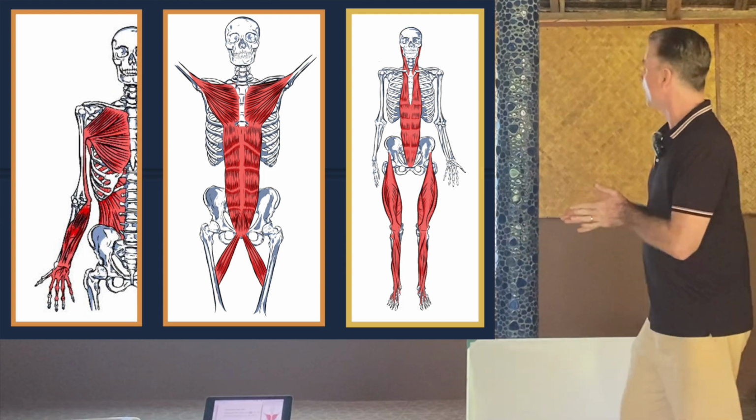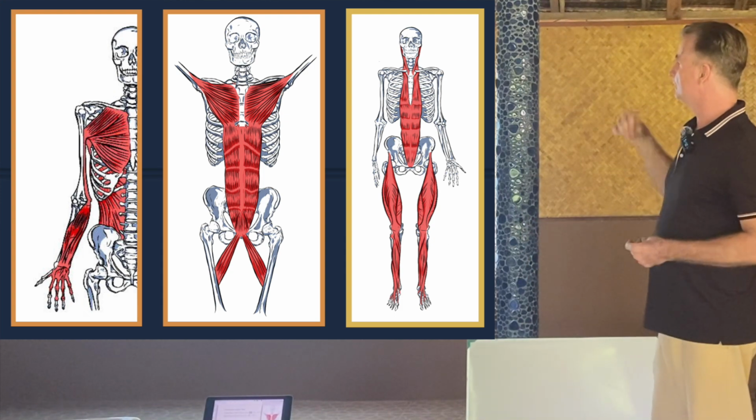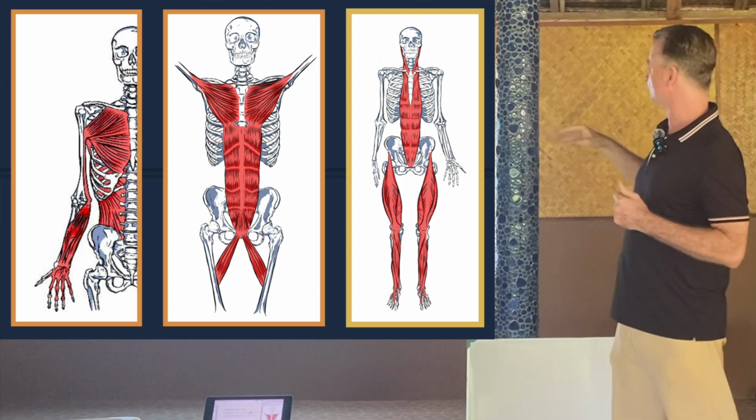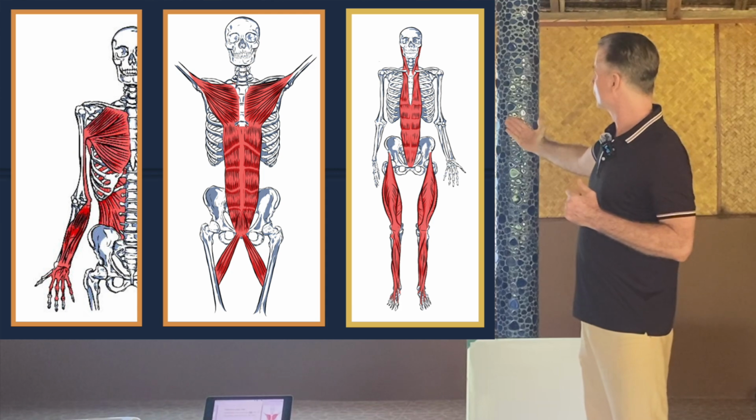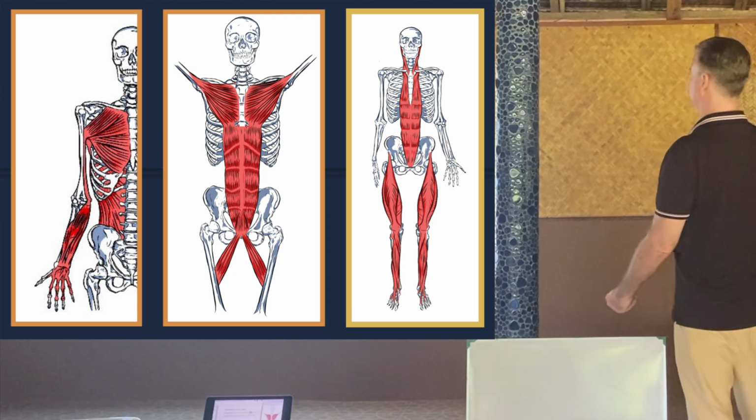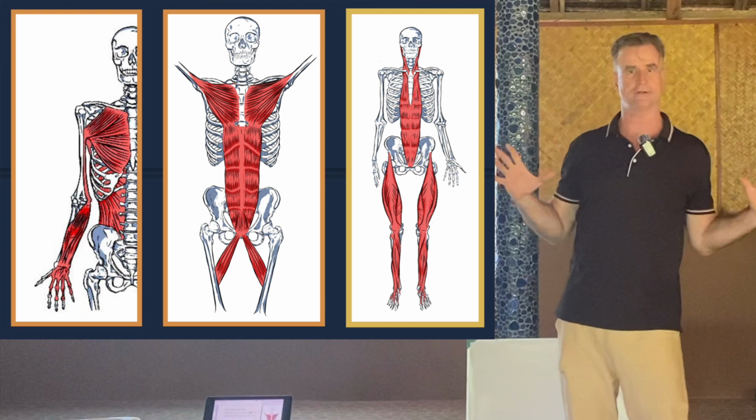So understanding this connection between the superficial front line and the way that the front functional line relates to the superficial front arm line is a really important consideration.